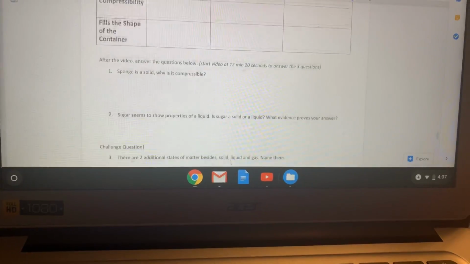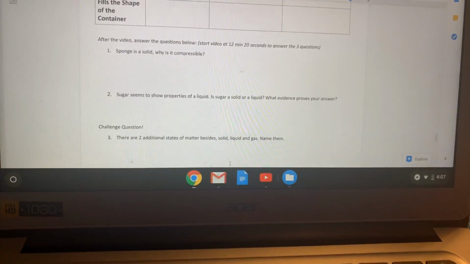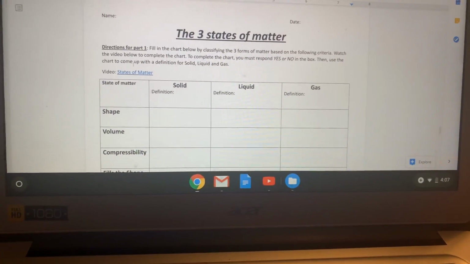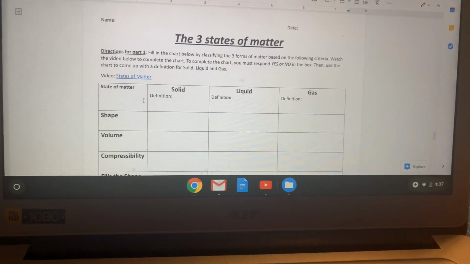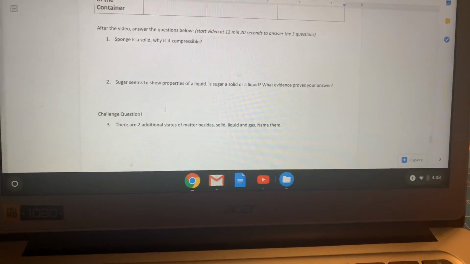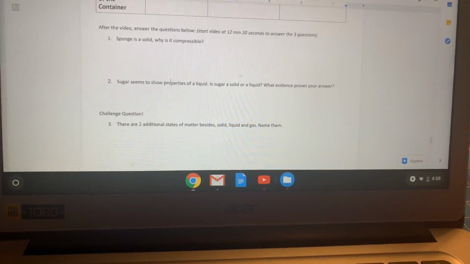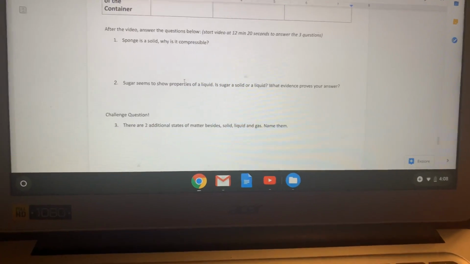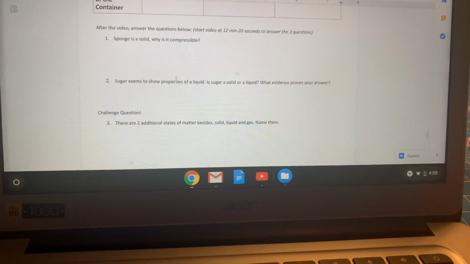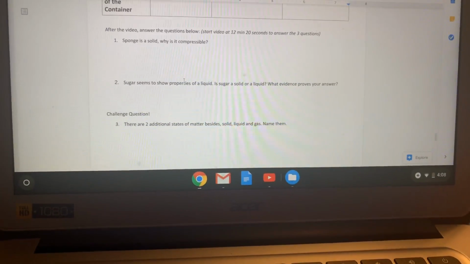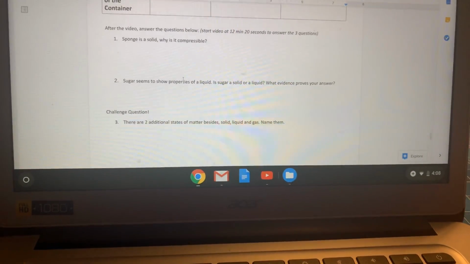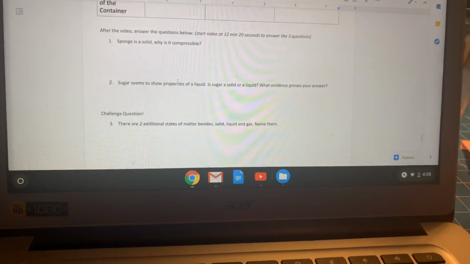For these next 3 questions, you're going to watch the video that is listed here that says states of matter. In that video, you are going to get the information to help you answer questions 1, 2, and 3. And as it says right here, you'll put it to 12 minutes and 20 seconds. Feel free to watch the beginning of the video too. It basically goes over in more depth what I talked about earlier in this video. So you can pause here, answer those questions, and I'm going to move down to the rest.